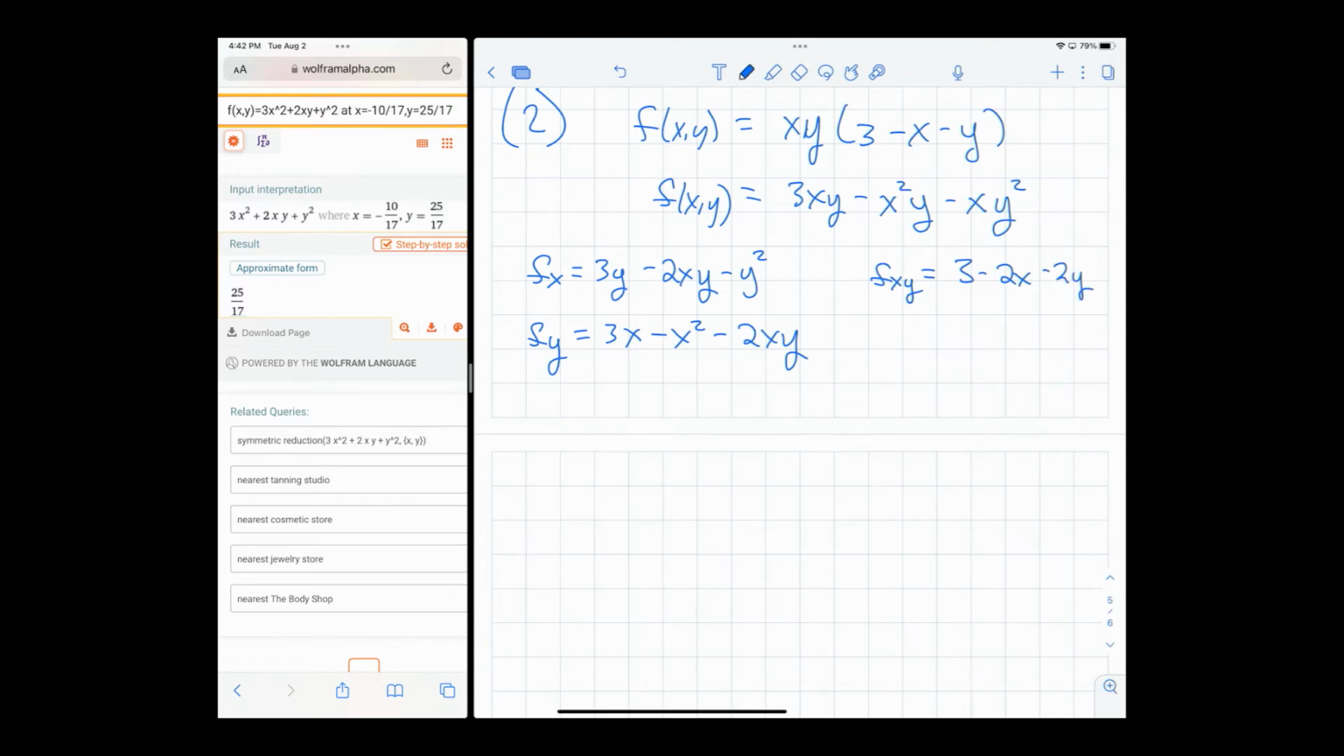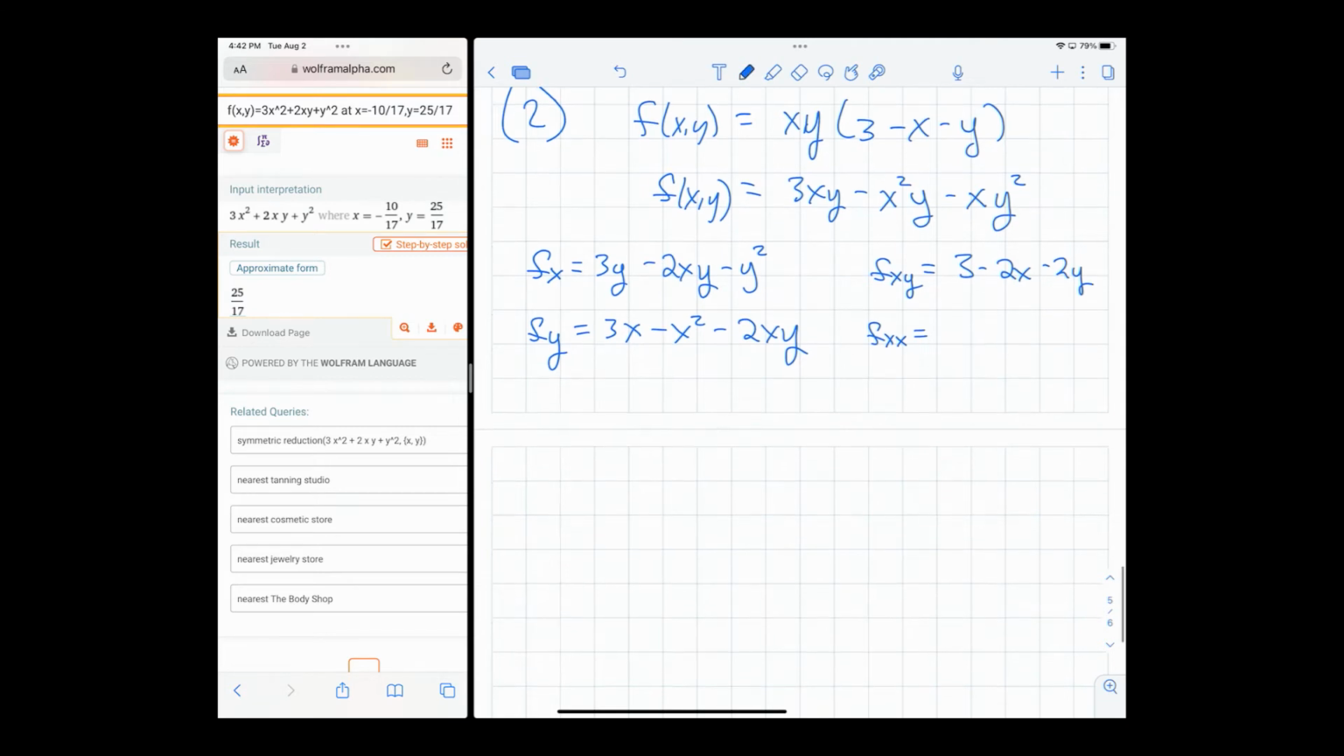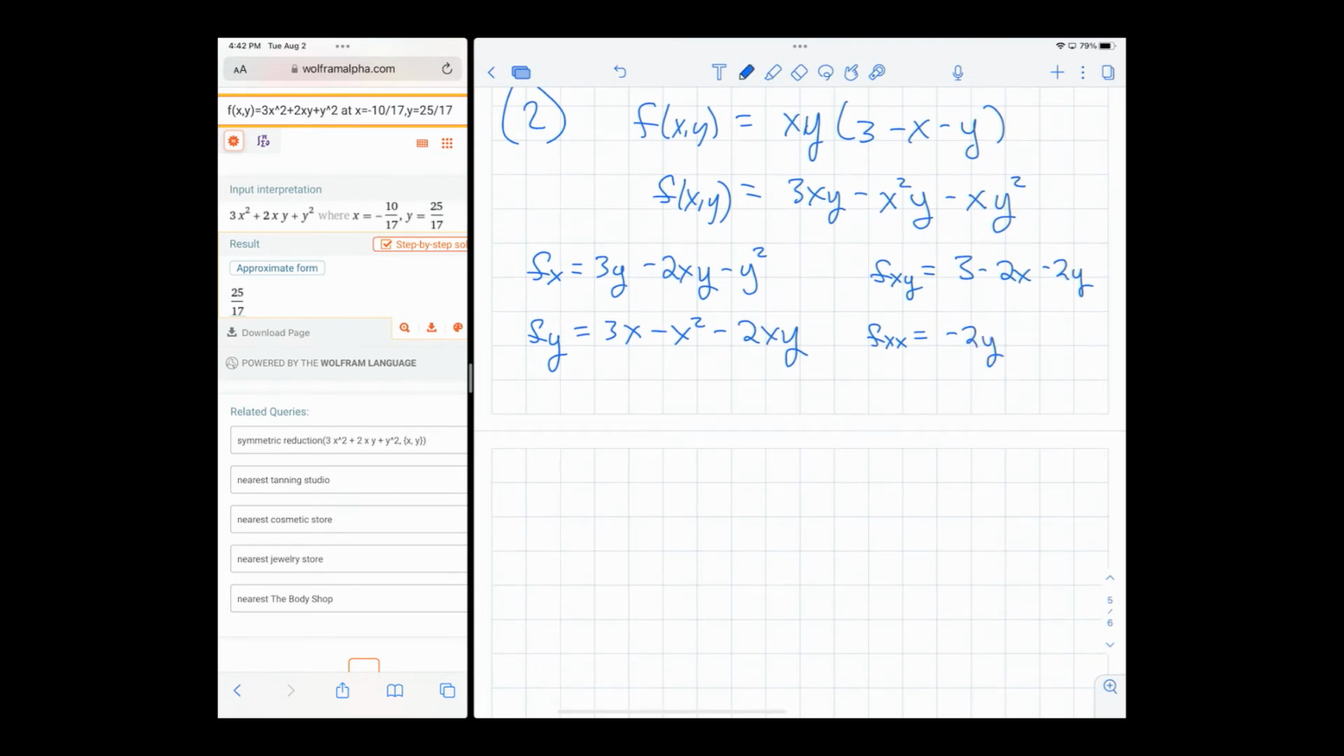All right. But then we need fxx. So that's the derivative of the fx up here with respect to x. It's going to be negative 2y. I think that's it. And then fyy, the derivative of fy with respect to y, which is going to be negative 2x. Okay, so there we go.